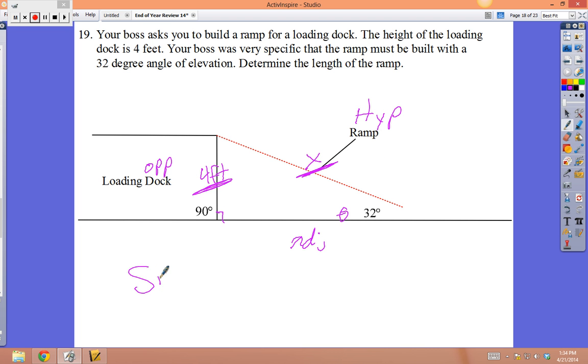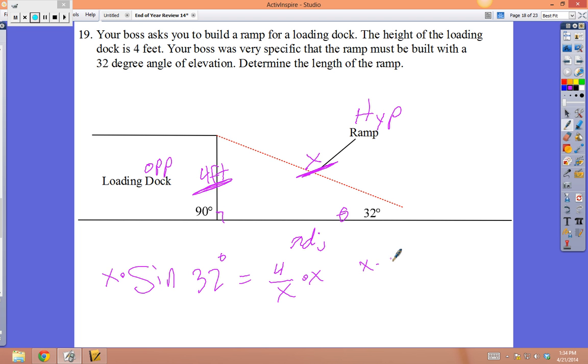So if I use the sine of 32 degrees, the sine is opposite over hypotenuse, so it's 4 over x. Now I can solve for x. So x is on the bottom. That's kind of bad. I need to get it out of there. So instead of divide by x, I'm going to times by x. Times this side by x.